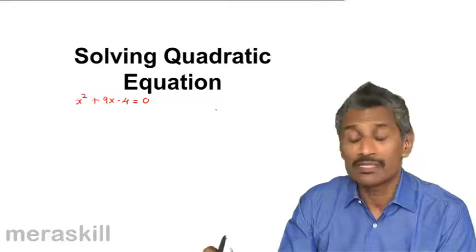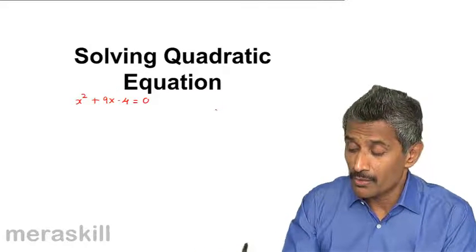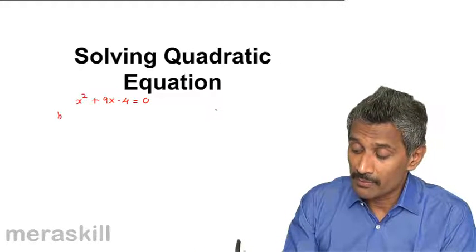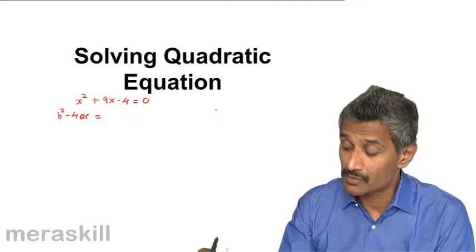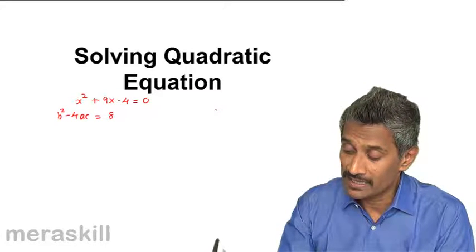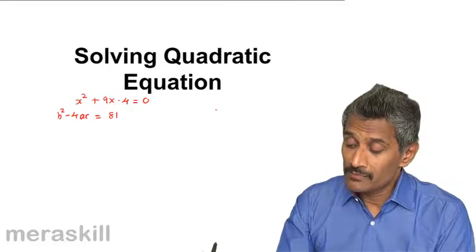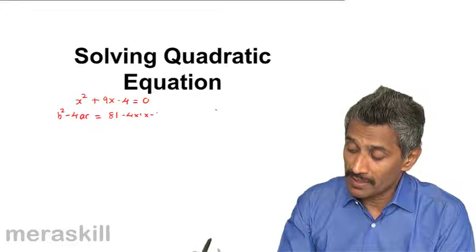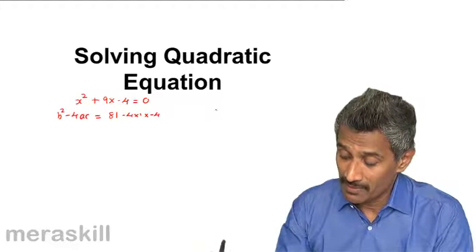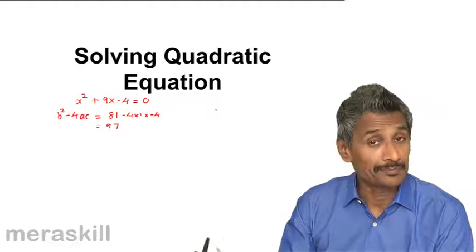How do we solve this equation? We need to find the roots. We know we need to find out b squared minus 4ac. So b squared minus 4ac in this case is going to be 9 squared, that is 81, minus 4 into 1 into minus 4. So it's going to be 81 plus 16, 97.